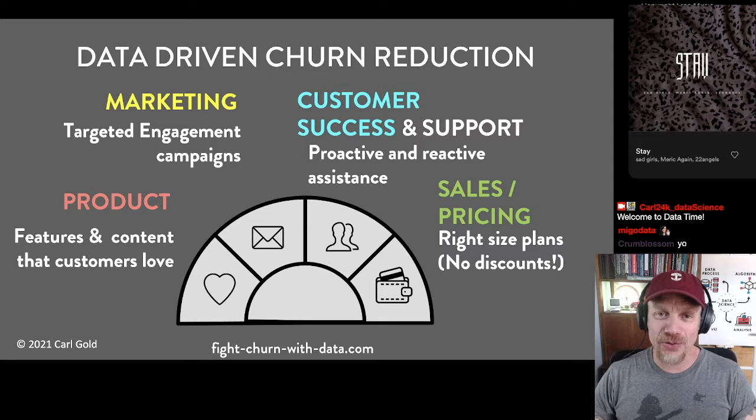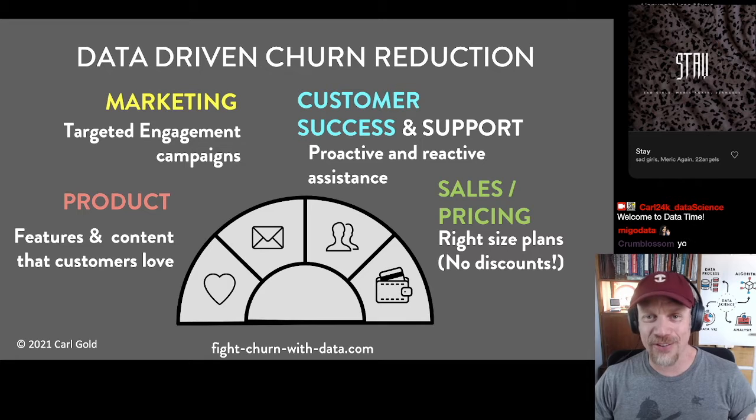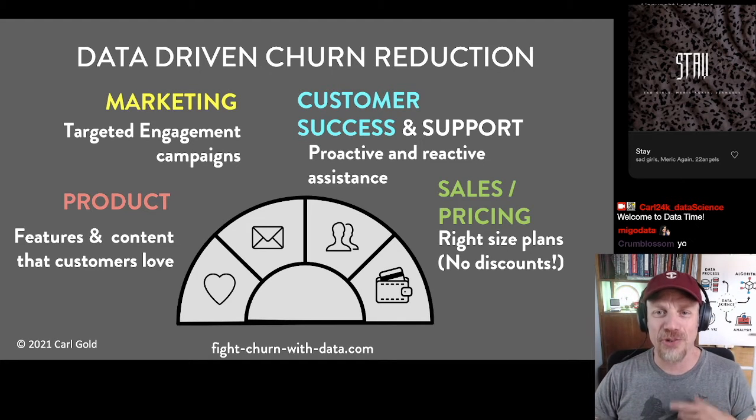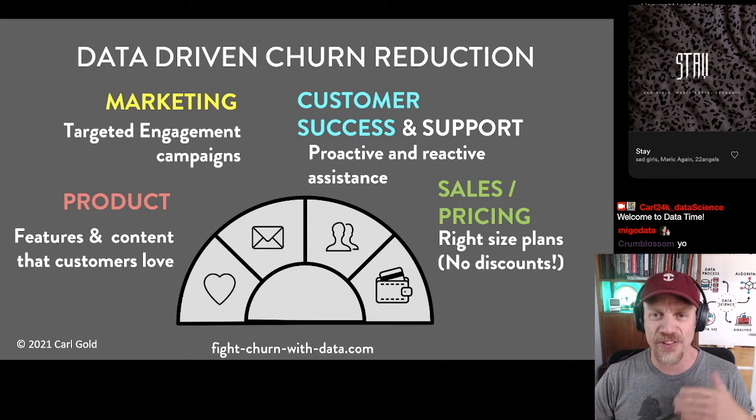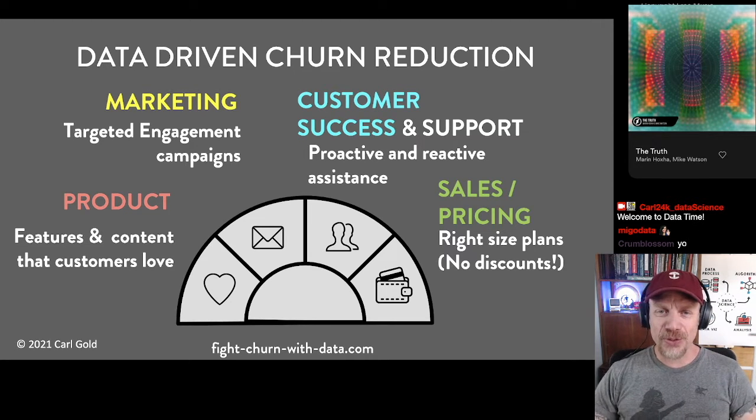You also might use your data to adjust your sales and pricing, right size your plans, but don't give discounts. Many people think that you reduce churn by giving discounts, but it's actually not a good way to reduce churn, because once your customers know that they can get a discount by just threatening to churn, then it undermines your pricing. So it's better to come up with a tiered pricing structure in the first place. So yeah, those are the main ways of reducing churn.